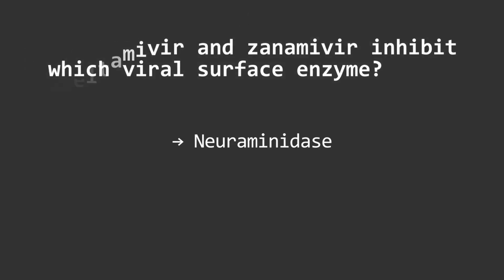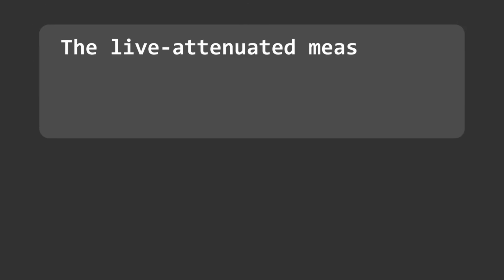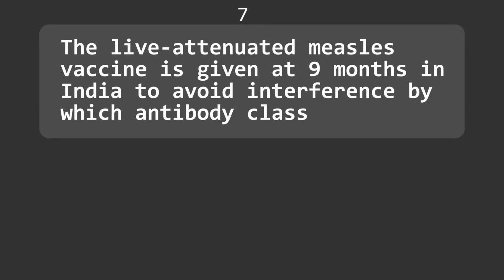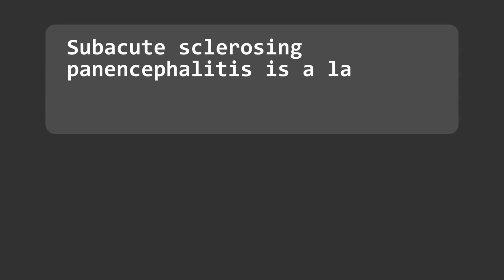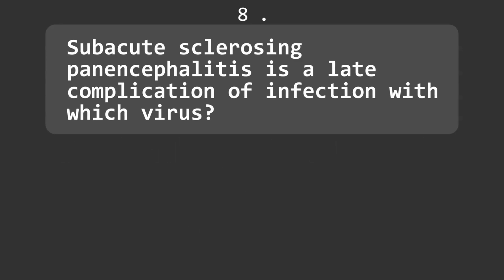Neuraminidase. The live attenuated measles vaccine is given at 9 months in India to avoid interference by which antibody class? Maternal IgG. Subacute sclerosing panencephalitis is a late complication of infection with which virus? Measles virus.